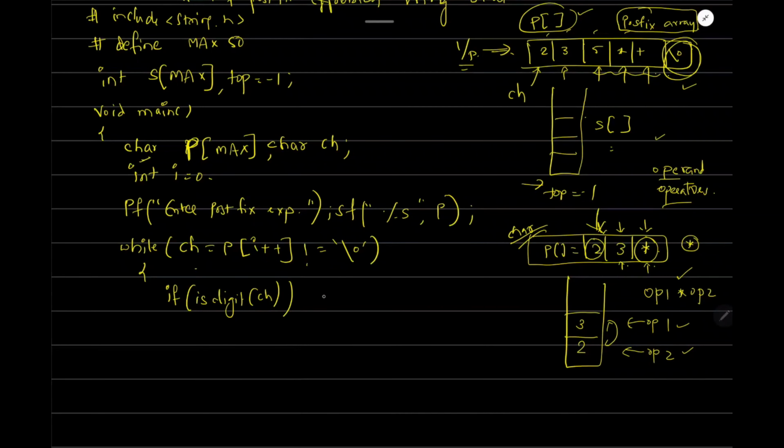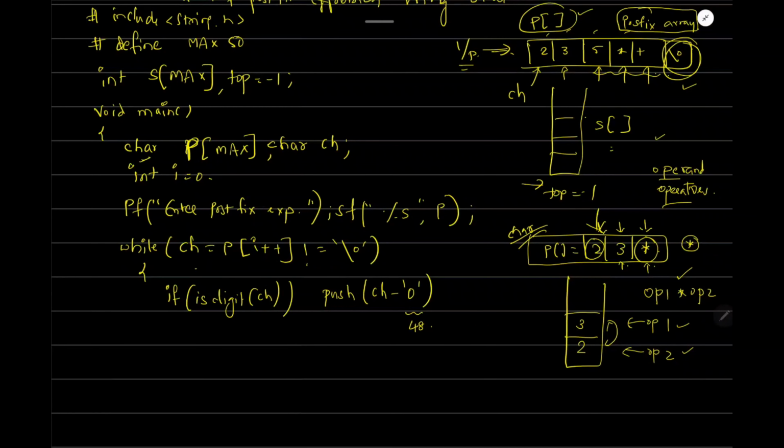So if it is a digit, what we will be doing is pushing ch minus 0. Here 0 is basically the ASCII and ch is the number. I think you should know about the ASCII values. Generally for 0 it will be 48, right?